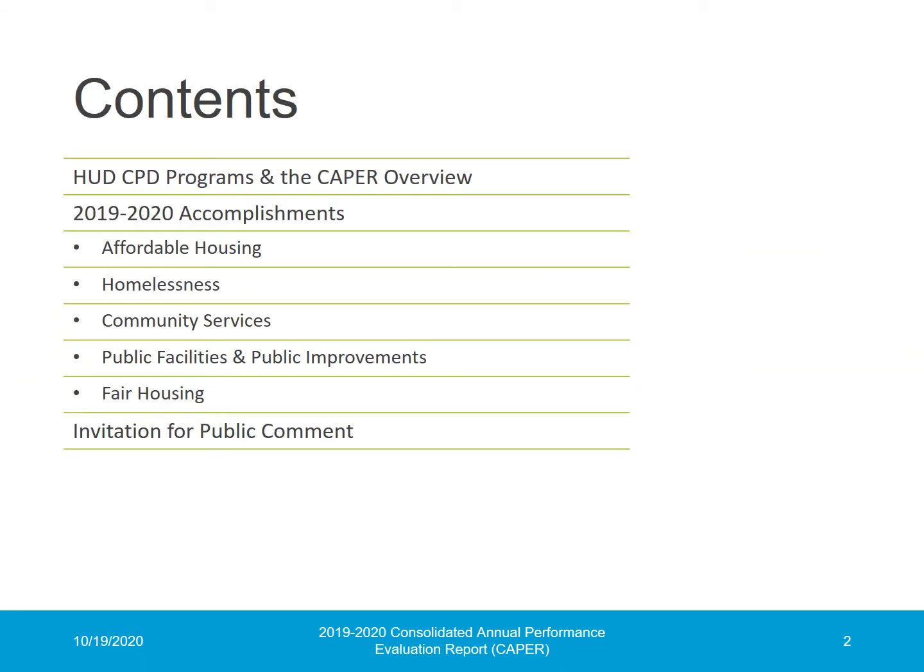First, we'll briefly discuss the U.S. Department of Housing and Urban Development Community Planning and Development programs and the role of the CAPER. Then, we'll review the accomplishments reported in the CAPER by priority area, including affordable housing, homelessness, community services, and public facilities and public improvements. The CAPER also reports on fair housing activities, so we'll discuss accomplishments in that category as well. Finally, we'll provide information about how the public can comment on the CAPER.